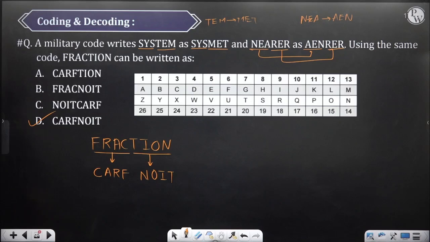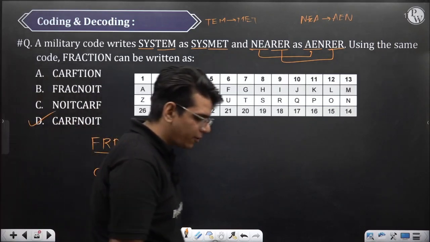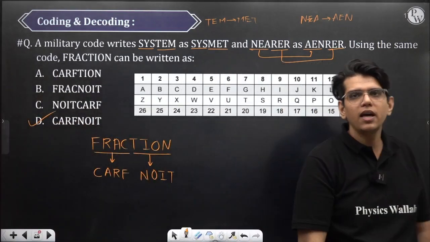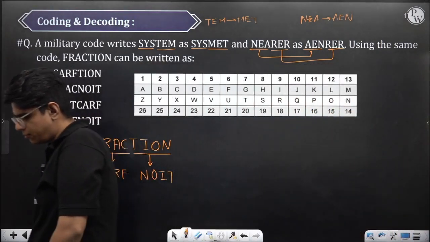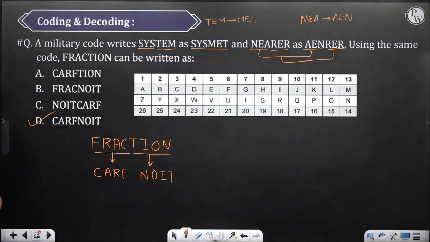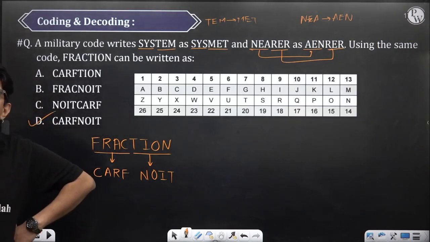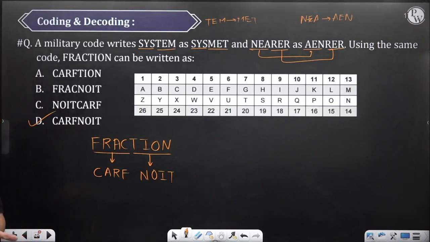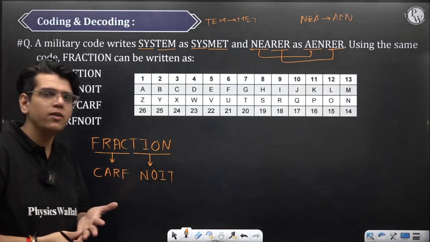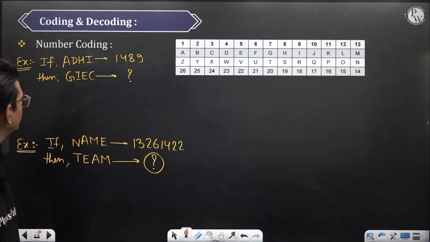Option D. So in alphabet coding, you will find such questions, right? You have to find the pattern and, applying the found pattern to the asked question, you can find the code. All right. Now let's move to the next part, which is number coding. In number coding, we will also involve numbers, right?